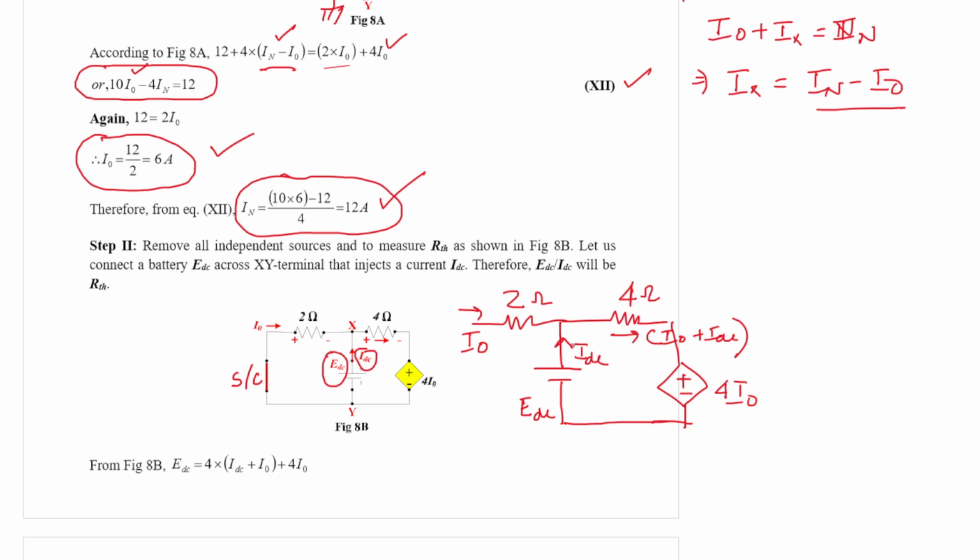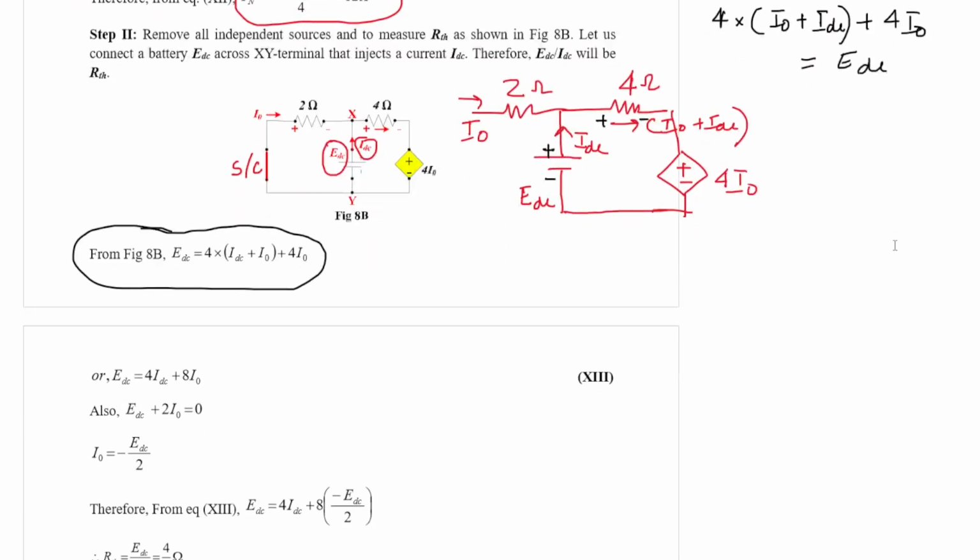So if you apply KVL on this part, the polarity must be something like this. Battery polarity should be like this, plus minus. 4 ohm is like this, plus minus, and here it is already indicated in the problem. So 4 into I naught plus IDC, and 4 I naught, these two are additive. With respect to that, EDC is subtractive. So this is the KVL equation from the figure 8b. If you solve, you can get EDC is equal to 4 IDC plus 8 I0.